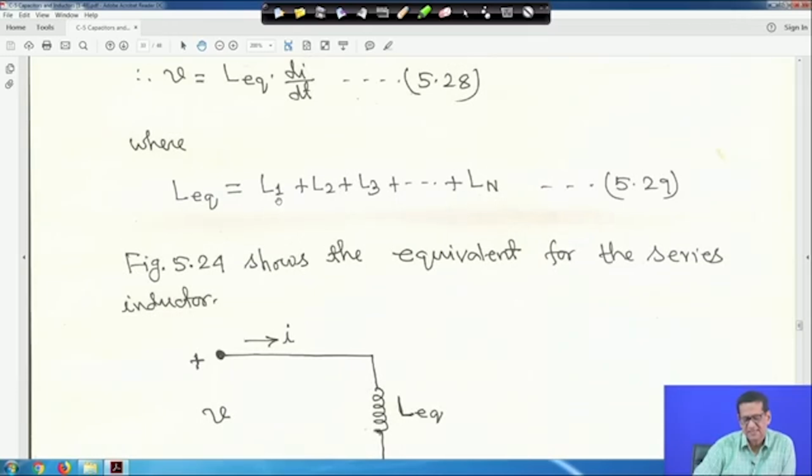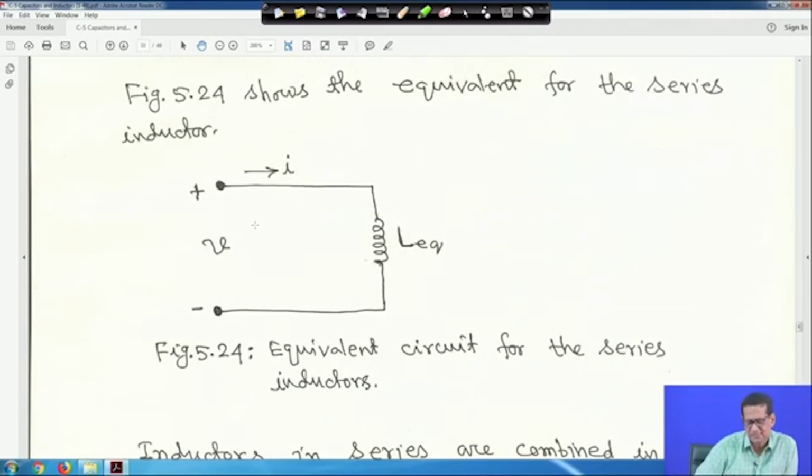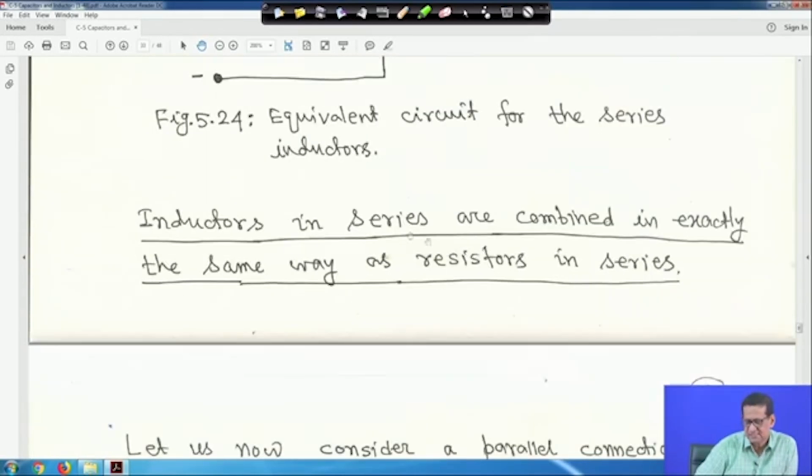It is like a resistor. For the inductor case, it is like resistors in series: when R1, R2, R3 are all in series, you add them. You do the same thing for inductors, you just add them. So this is an equivalent circuit, with Leq equal to L1 plus L2 plus L3 and so on, all the inductors you add. So this is the equivalent circuit for series inductors. Inductors in series are combined in exactly the same way as resistors in series.